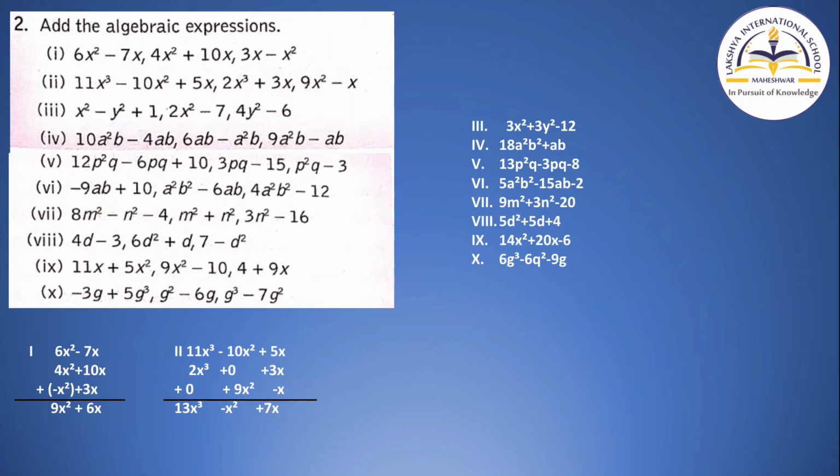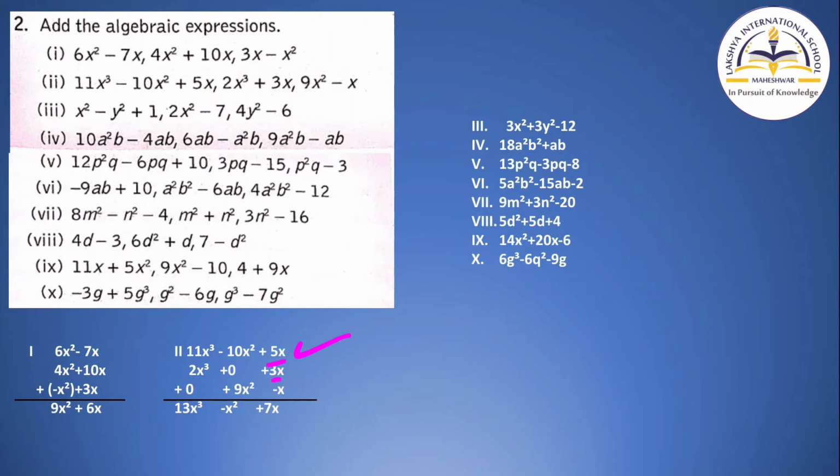Now question number 2. 11x cube minus 10x square plus 5x, and 2x plus 3x. Here we have written 0 because there is no term for x square. Now 9x square minus x, so we will write 0 here because there is no term for x cube. Now we will solve.